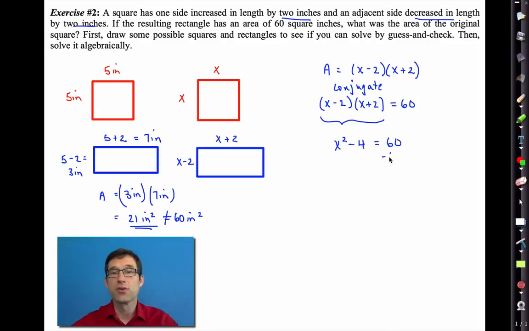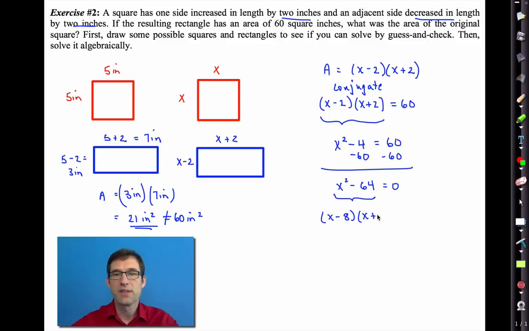Now, in order to use the zero product law, I'm going to subtract 60 from both sides, and I'm going to get x squared minus 64 is equal to 0. Now I can use the zero product law. To use it, we have to factor, and that will be the difference of perfect squares. I'll have x minus 8 times x plus 8.